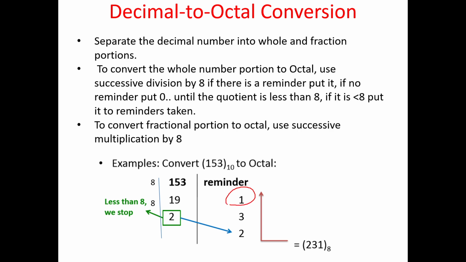Then again, 19 divided by 8. The quotient is 2 and the remainder is 3. Since 2 is less than 8, we can stop here. We take the remainders in reverse order. So the octal number for 153 is 231. That is 231, the octal for the decimal number 153.